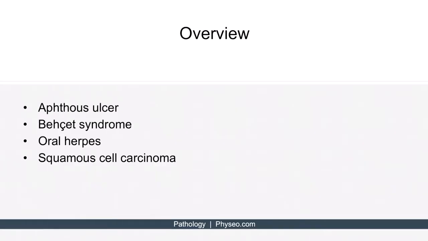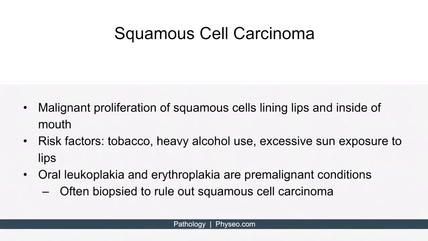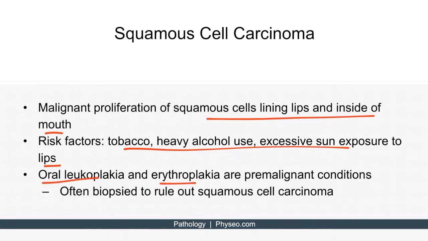All right, now let's discuss squamous cell carcinoma. This is a malignant proliferation of squamous cells lining the lips and the inside of the mouth. Risk factors include tobacco, heavy alcohol use, and excessive sun exposure to lips. Oral leukoplakia and erythroplakia are pre-malignant conditions. Therefore, patients presenting with these lesions are often biopsied to rule out squamous cell carcinoma. Let's discuss these pre-malignant lesions in more detail on the next slides.